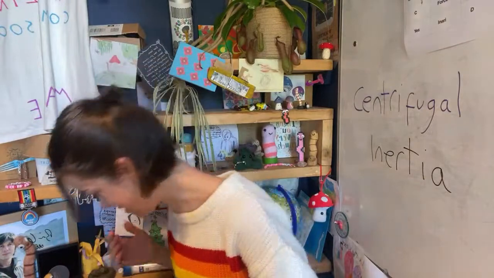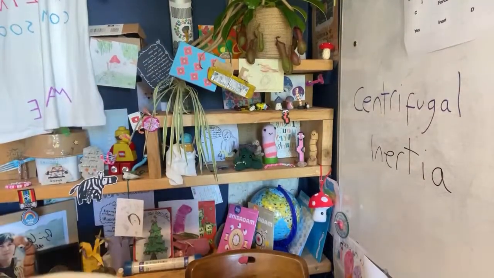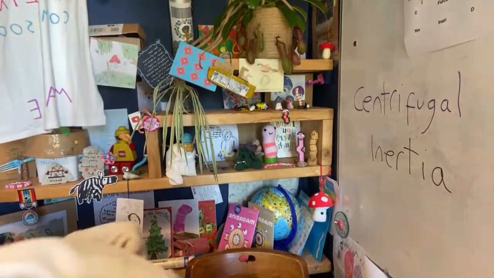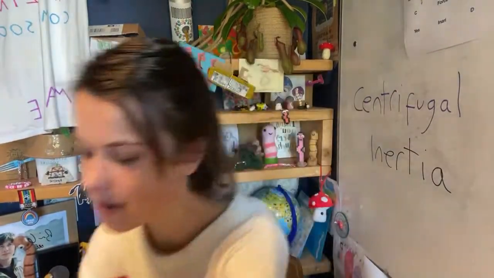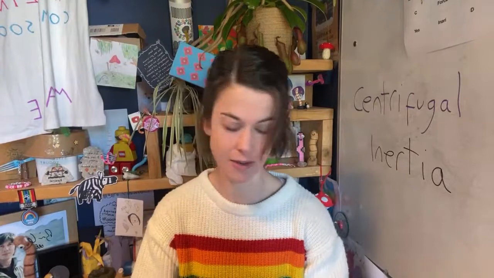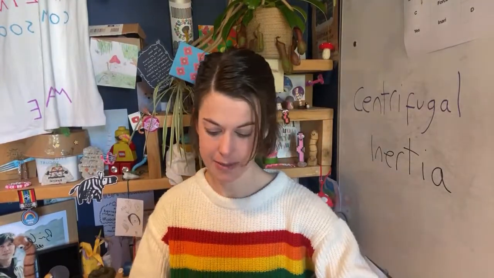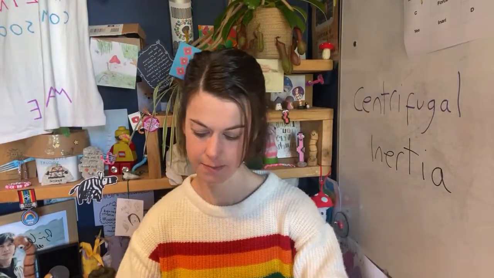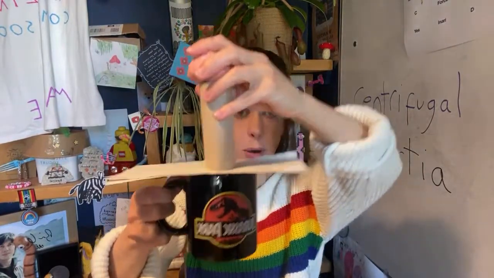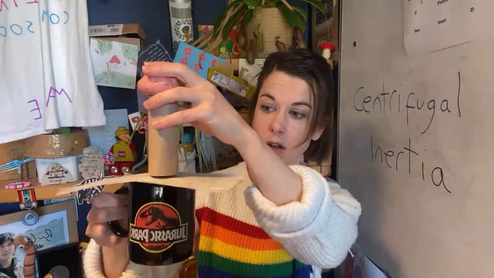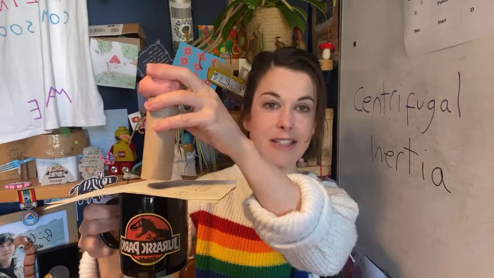I wanted to demonstrate, and I've just shoved it, everything's gone. Where's my Play-Doh? I don't even know. Oh, it's in the mug, obviously. So what's happening is your Play-Doh is massive. I'll just put that on there so you can see. So you pull the card away. The toilet roll, it doesn't have that much inertia. It doesn't have that much mass.